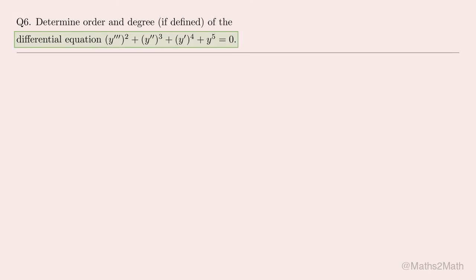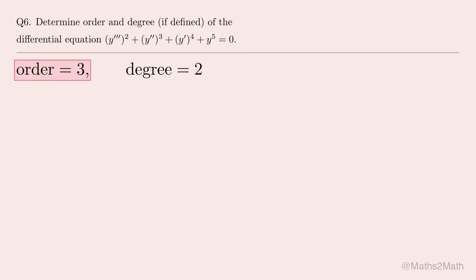Question 6. Powers everywhere but all polynomial. Order is the highest derivative. Degree is its power once the equation is polynomial in derivatives. Highest derivative is the third, raised to the second power. Order 3, degree 2.